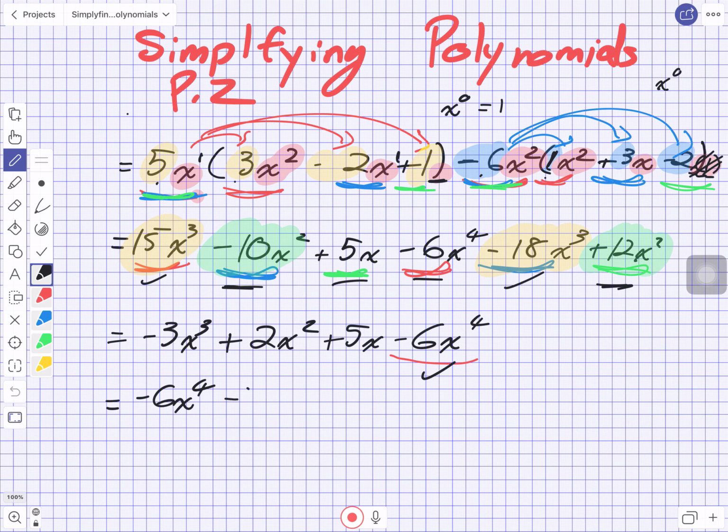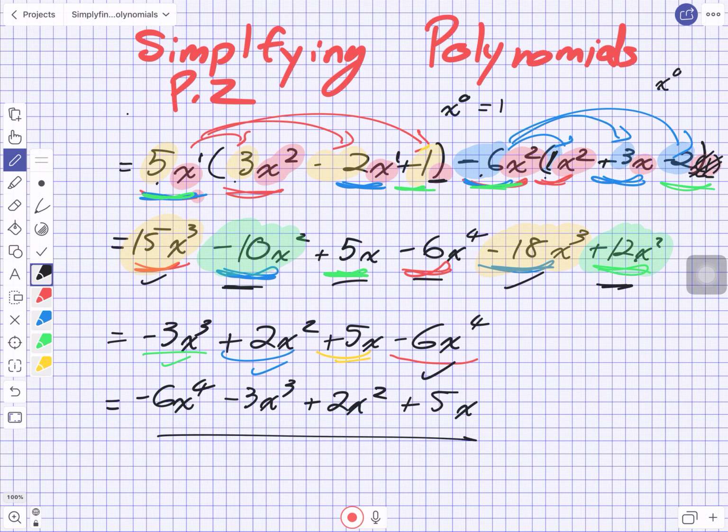Negative 3x to the power of... Negative 3x cubed. Yeah, very good. You can say to the power of 3 or cubed. That's completely up to you. And what's next? Positive 2x squared. Yep, very good. And then positive 5, just x. We could write to the power of 1. It's just extra writing that we don't have to do. Checked off. You've got it in the right order.